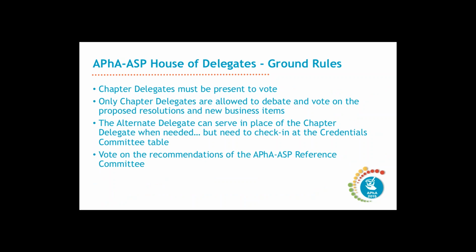So a few of the ground rules for the APhA House of Delegates. We ask all chapter members to be present; you must be present to vote. Only chapter delegates are allowed to debate or speak in the House of Delegates, and only chapter members are able to vote on the proposed resolutions and new business items. The alternate delegate can serve in the place of the chapter delegate when needed, but that alternate delegate will need to check in with the credentials committee table.